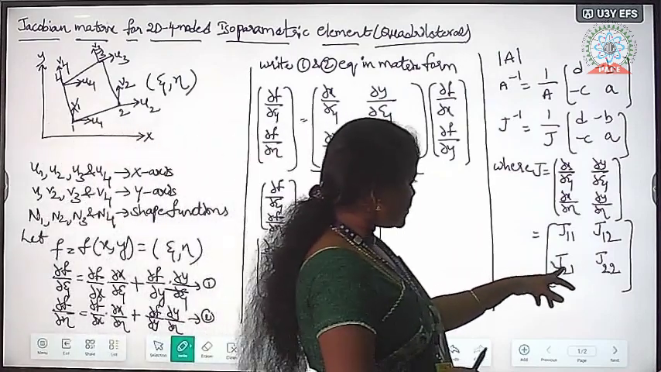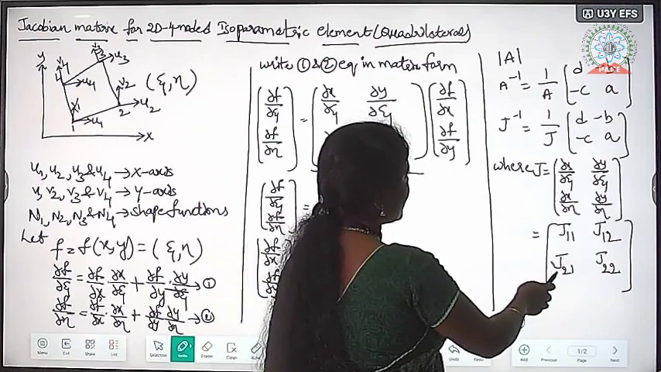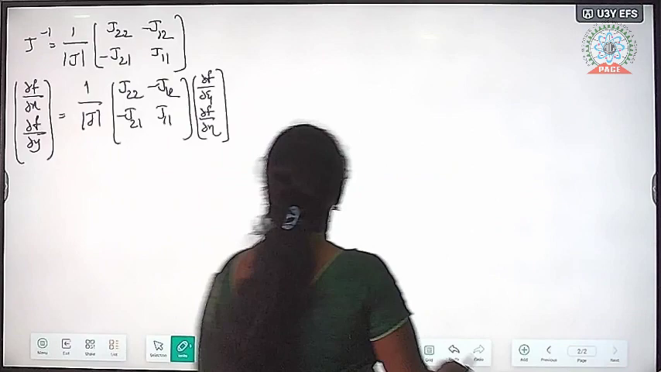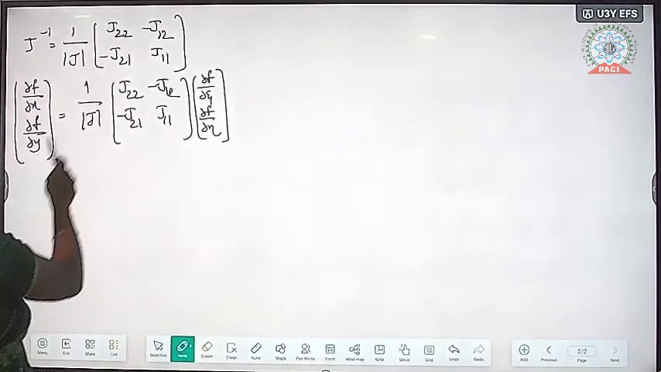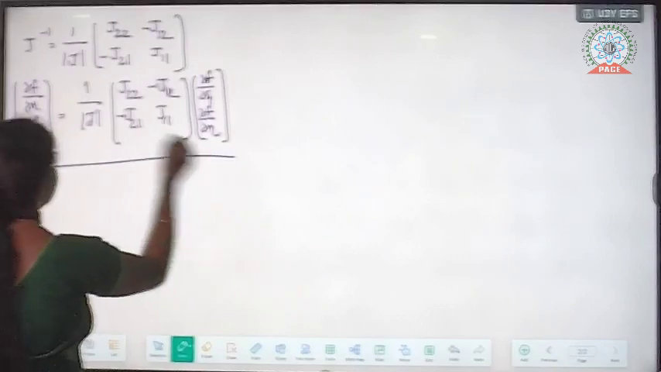So this is a Jacobian matrix, written in row and column matrix form. So this J matrix we have to write in this equation. Like this we have to write these equations. So finally we come to this matrix equation.